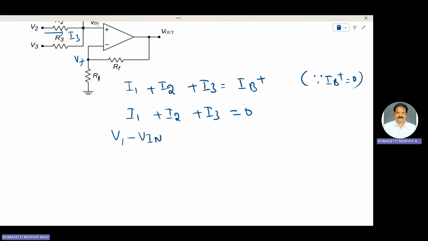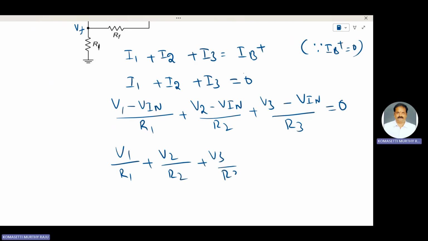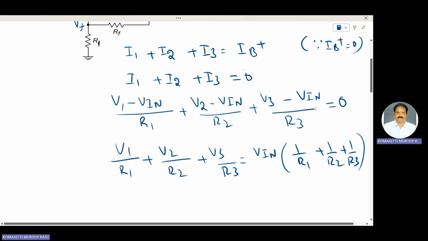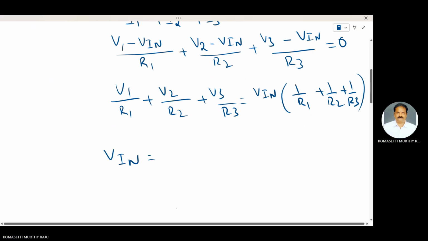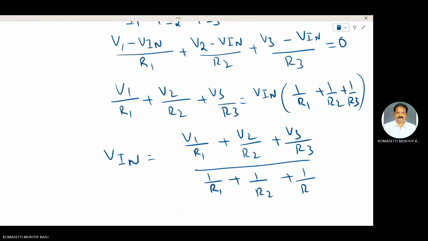So (V1 minus V in) by R1, plus (V2 minus V in) by R2, plus (V3 minus V in) by R3 is equal to 0. Therefore, V1 by R1 plus V2 by R2 plus V3 by R3 is equal to V in times the common term, 1 by R1 plus 1 by R2 plus 1 by R3. Therefore, V in is equal to (V1 by R1 plus V2 by R2 plus V3 by R3) by (1 by R1 plus 1 by R2 plus 1 by R3).